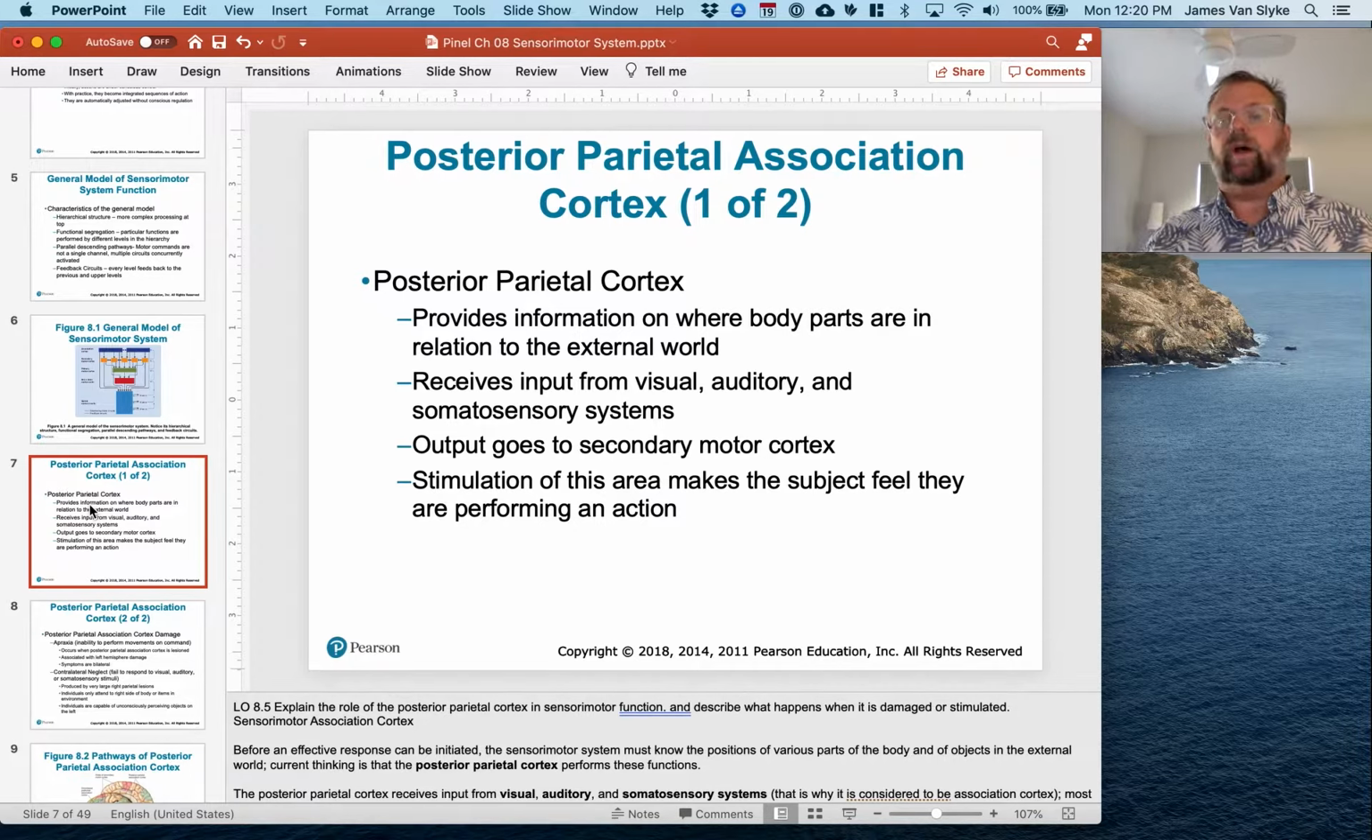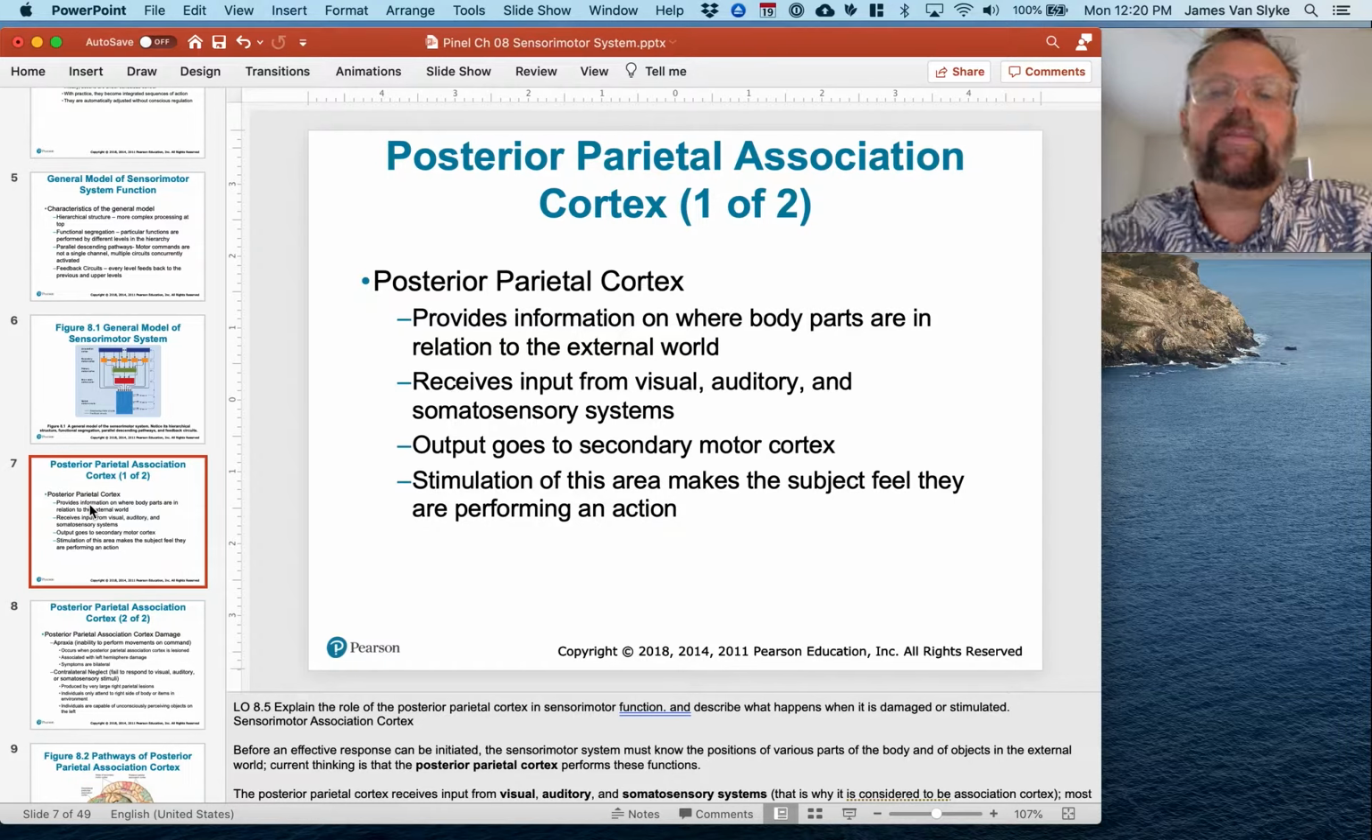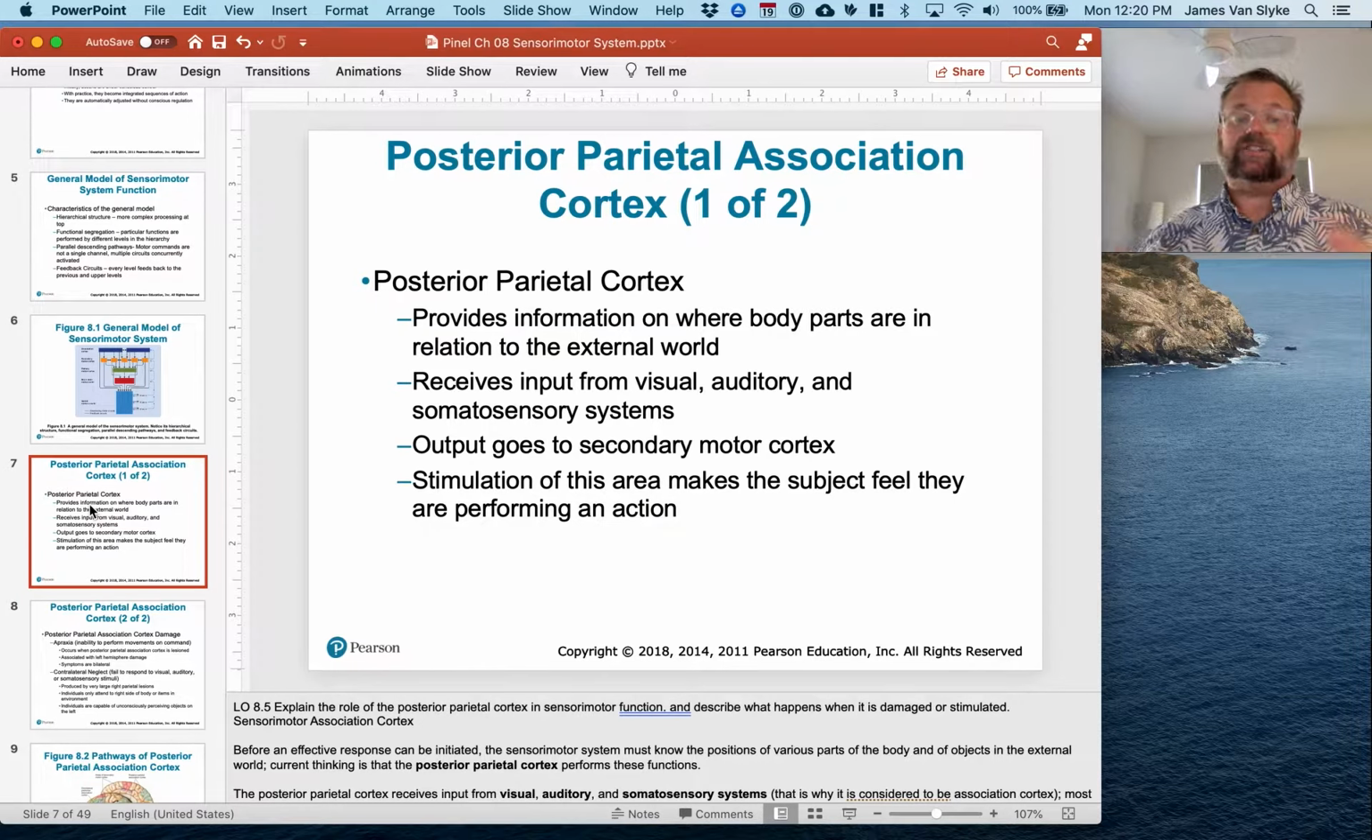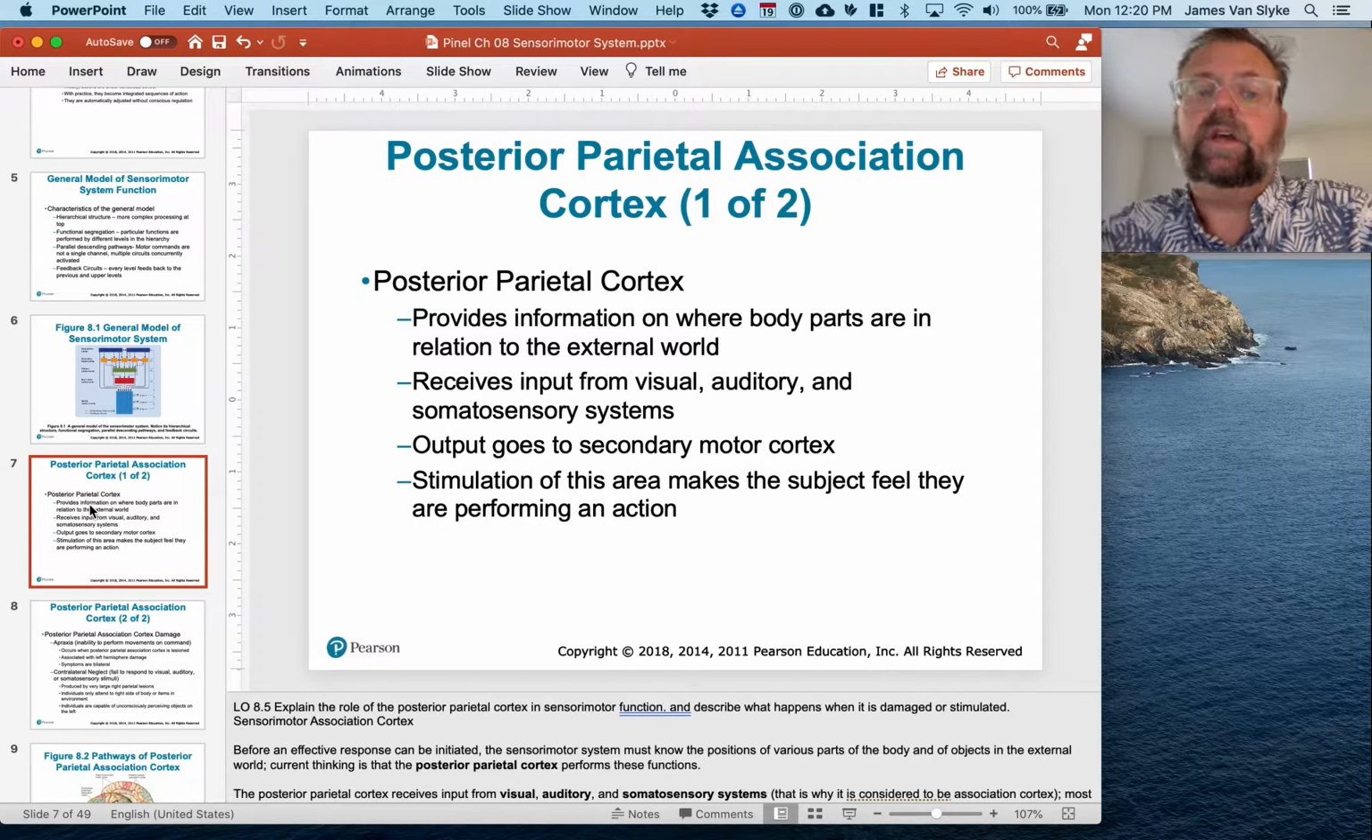So we'll start with the posterior parietal cortex. This area provides information on where our bodies are in relationship to the external world. So it gives us spatial location information, and receives input from our visual, auditory, and somatosensory systems. Each of those is feeding information into the posterior parietal cortex.